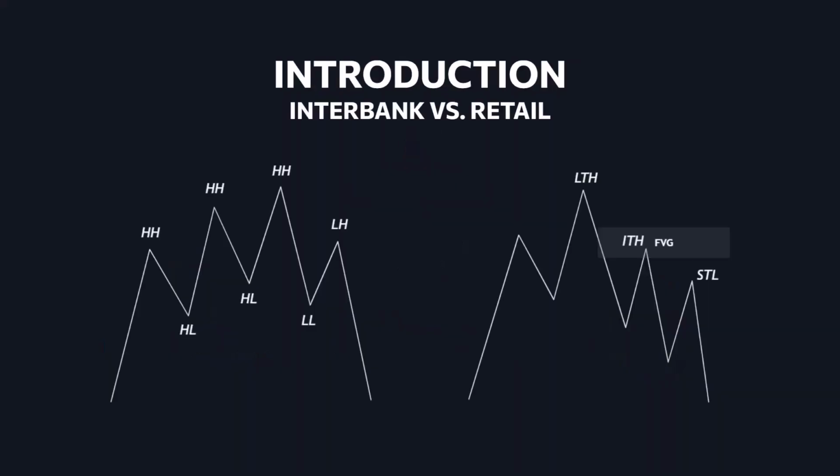So first of all, interbank versus retail method of analyzing the market structure. When looking at this, we have the retail method, which is a higher high and then higher lows. When price is making a trend line with higher lows and higher highs, we mark them thinking that price will keep going up. That's how the retail method works. However, this is not how the interbank sees the chart.